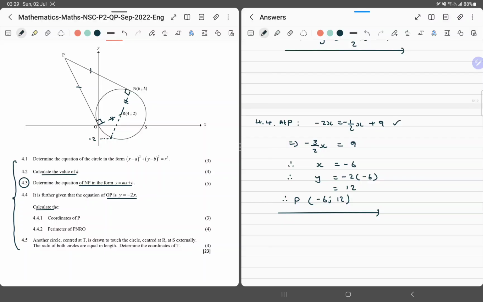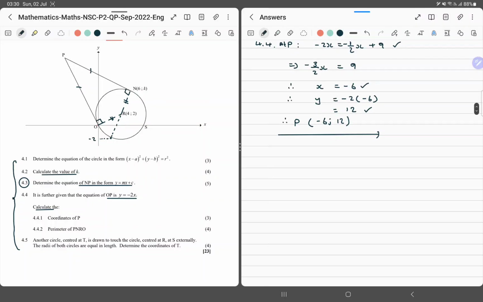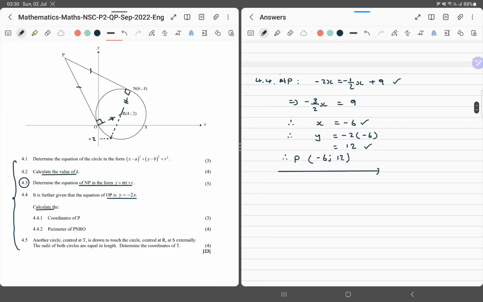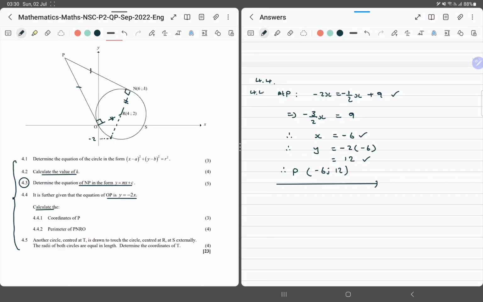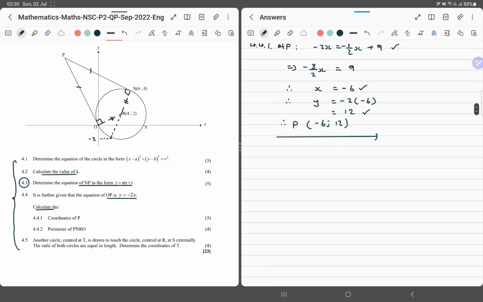So essentially equating these two is important. Working out that x coordinate is important and working out that y coordinate is important. This is where they tell you answers don't necessarily give you marks, because you can see here we get the marks before we get to the answer. All right, great. So that was 4.4.1. So now let's see 4.4.2.